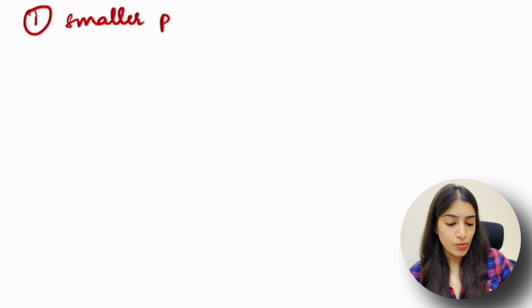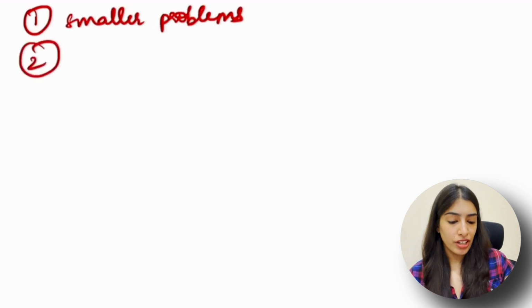Let's just start writing the important points. The first important point that we saw was that we are dividing our problem into smaller problems, right? So this is the first important point. The second important point that we saw is that we have to do some visualization.